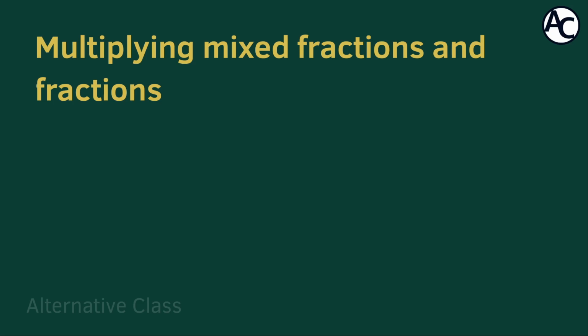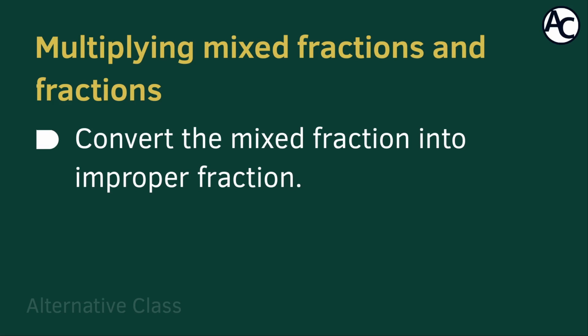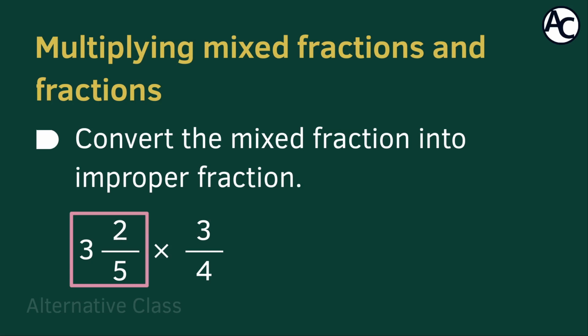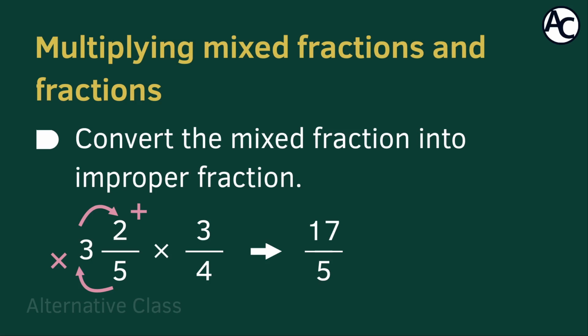Now let's try to multiply mixed fractions and fractions. First, convert the mixed fraction into improper fraction. Example, 3 2/5 times 3/4. 3 2/5 is a mixed fraction. It has a whole number and a fraction. So this must be converted to improper fraction. Take a look at the process. 5 times 3 is 15. 15 plus 2 is 17. So 3 2/5 is 17/5.